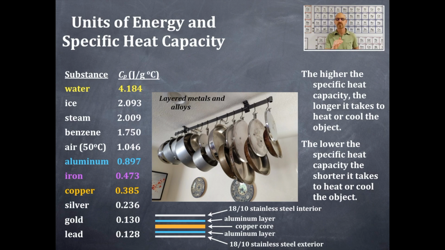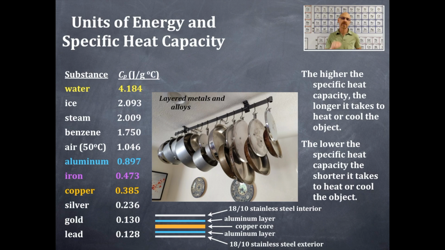Now I want you to look at the specific heat of copper. It is 0.385 joules per gram degree Celsius. That's a relatively low value, okay? And the vast majority of the mass of these pots and pans is copper on the inside, which has a low specific heat. Now it isn't quite as low as silver, gold, and lead, because lead is toxic and silver and gold are just too darn expensive, okay?